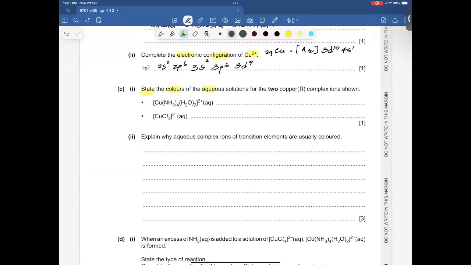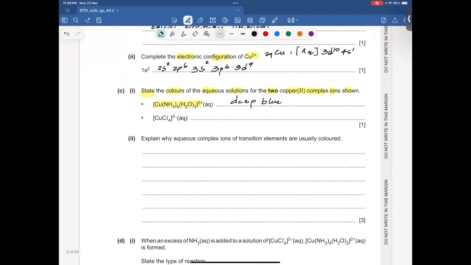State the color of the aqueous solution for the two copper-2 complex ions shown. This complex ion has dark blue color, or deep blue color, and this has yellow color. All right, and that's what we have done in the class, right?